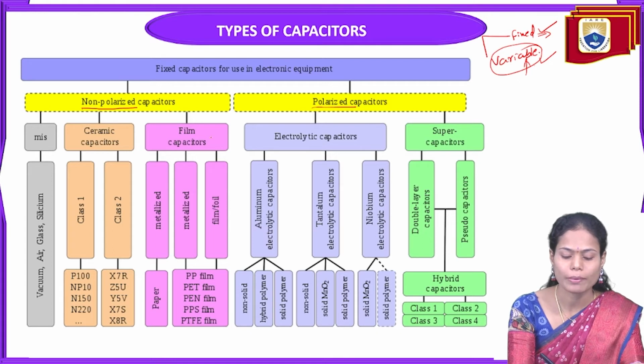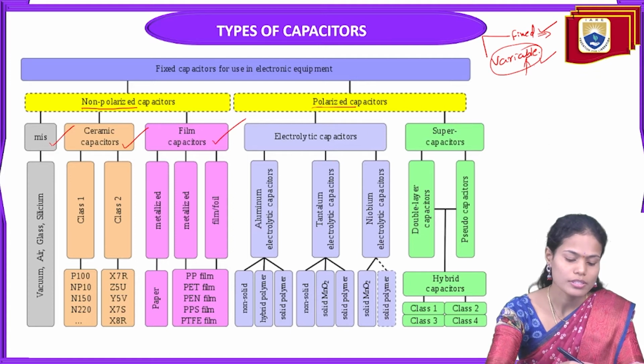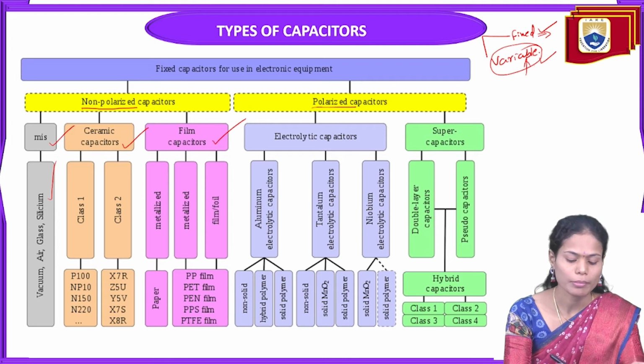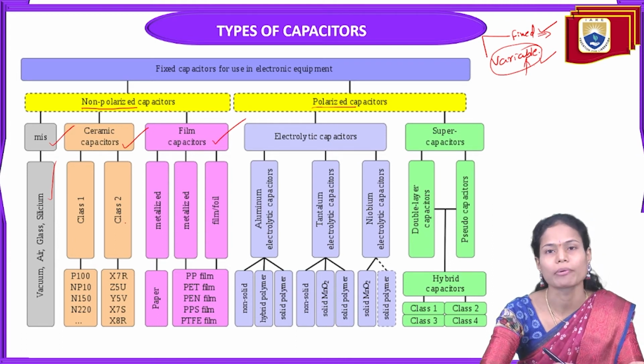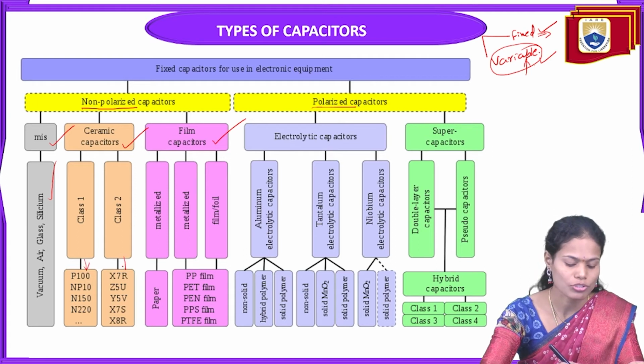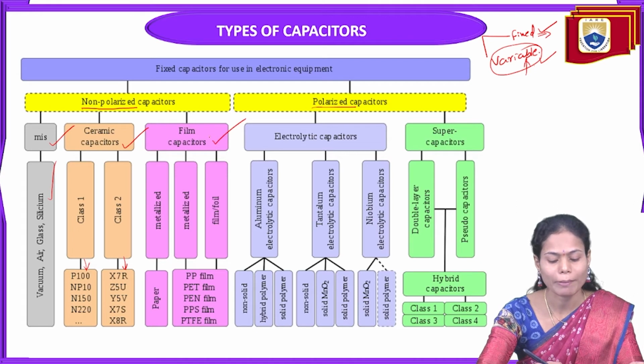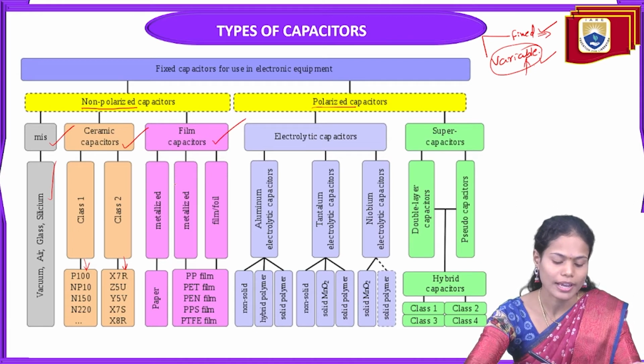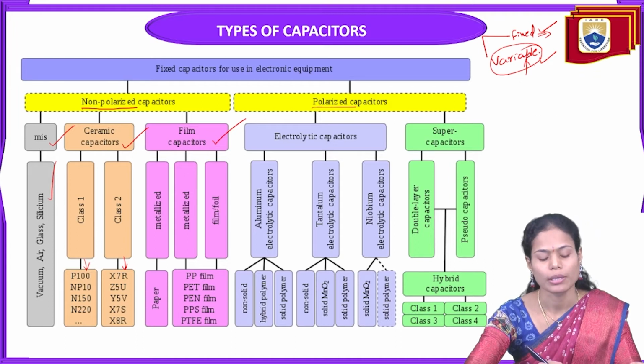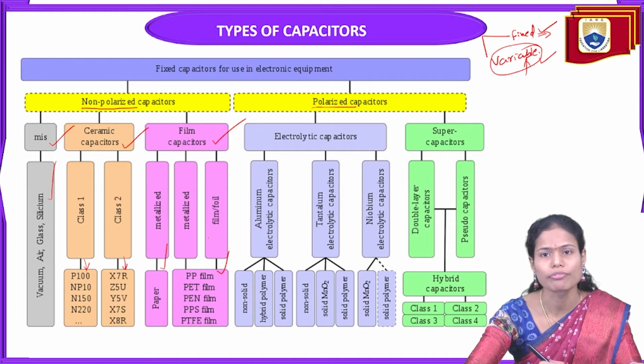In the case of non-polarized capacitors, again we have three types: MOS capacitors, ceramic capacitors, and film capacitors. The MOS capacitors are designed with vacuum tubes, air, glass, or silicon type of materials, and the ceramic capacitors are designed with class 1 and class 2 type of materials. The examples for class 1 and class 2 are given here. The film capacitors are designed as metallized film or foil type of capacitors. The metallized capacitors are designed with paper, and the film capacitors are designed with different sizes and different types of films.